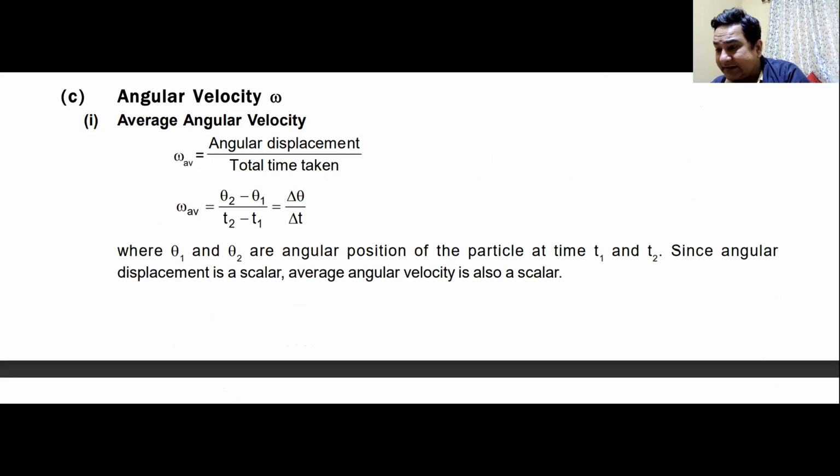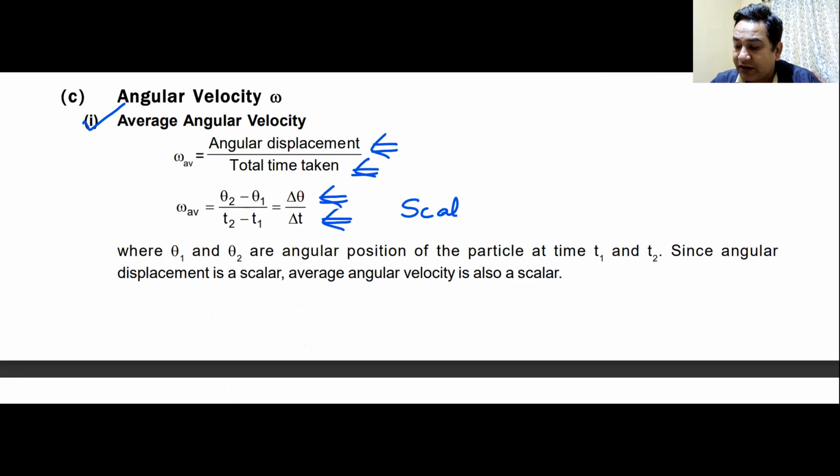Angular velocity, this is same as your velocity. It is denoted by the letter omega. Then there are two types of angular velocity. One is average angular velocity, is total angular displacement divided by total time, delta theta divided by delta t. And this quantity is a scalar quantity because delta theta, which is change in angular position or angular displacement, we are talking about large angular displacement here. This is a scalar, and hence angular velocity is a average angular velocity, I must correct myself.